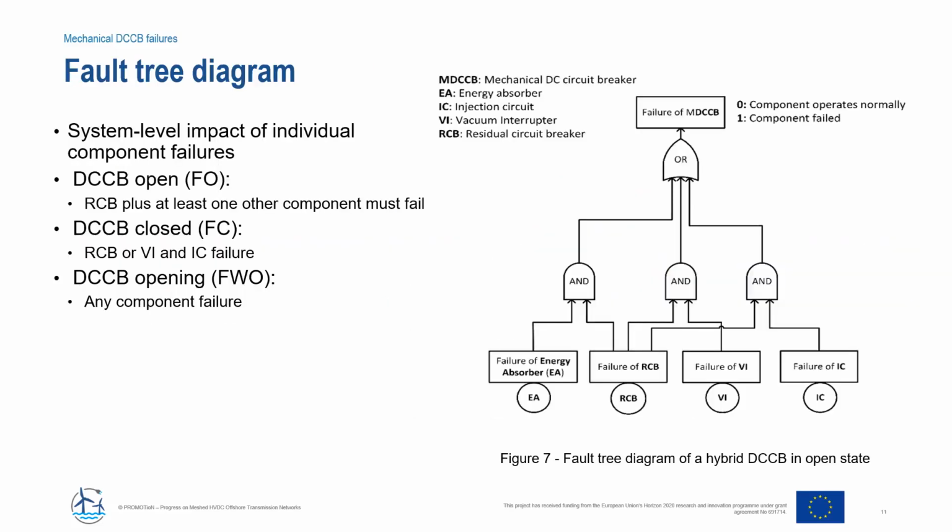As with the hybrid DC circuit breaker, fault tree diagrams are used to analyze the impact of individual component failures on the integrity of the whole DC circuit breaker. For a breaker in the open state, the residual current breaker plus one more component must fail to cause a breaker failure. For the breaker in the closed state, the residual current breaker, or the vacuum interrupter and injection circuit together, must fail in order to open the breaker. Lastly, any component failure will hinder the DC circuit breaker's ability to transition from the closed into the open state.